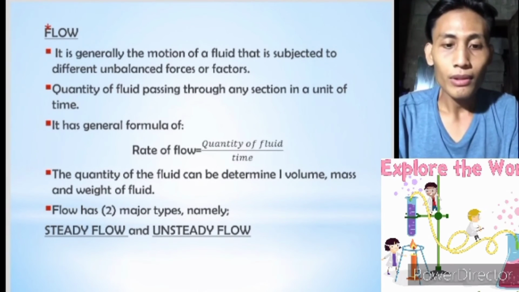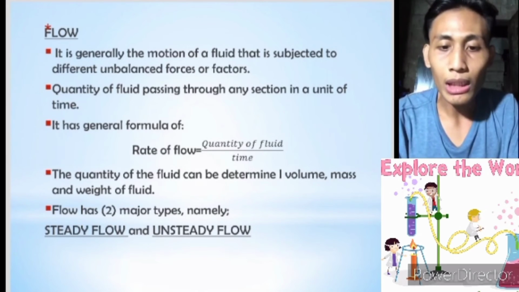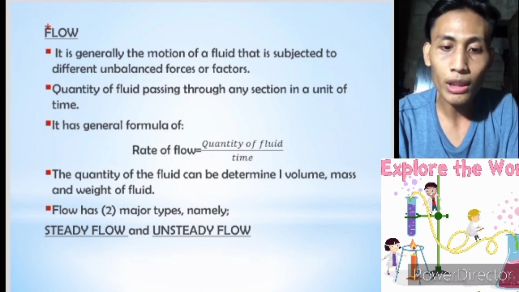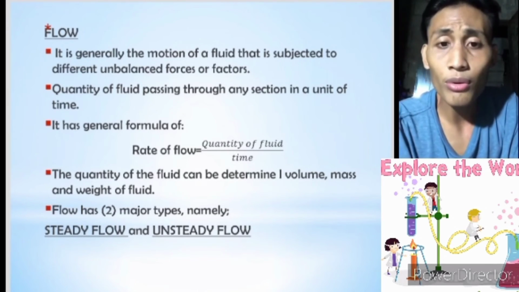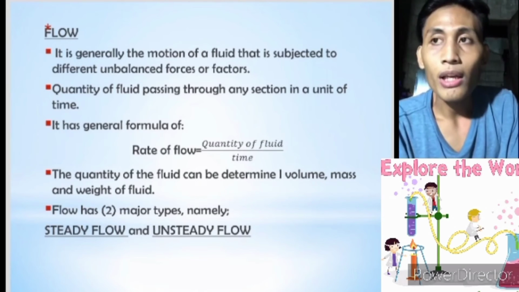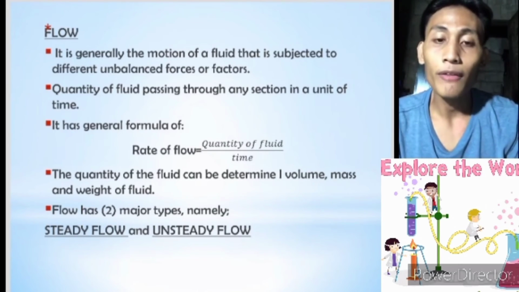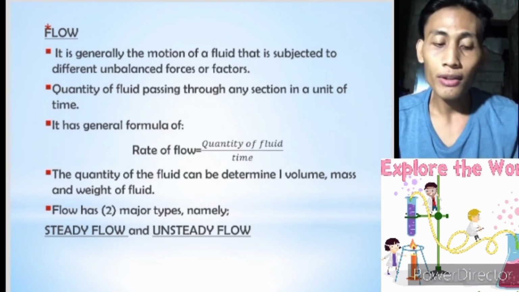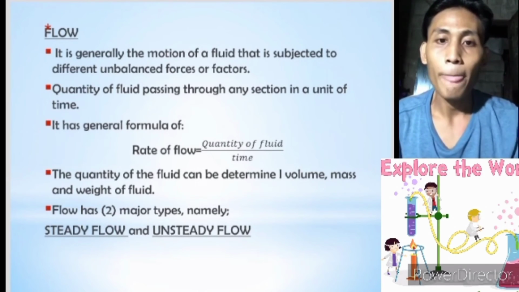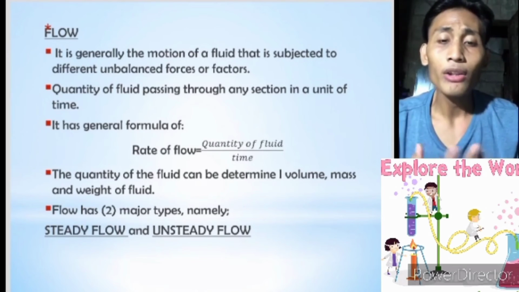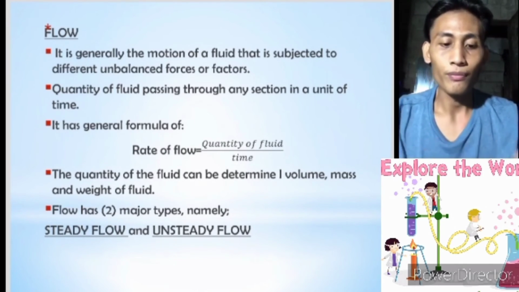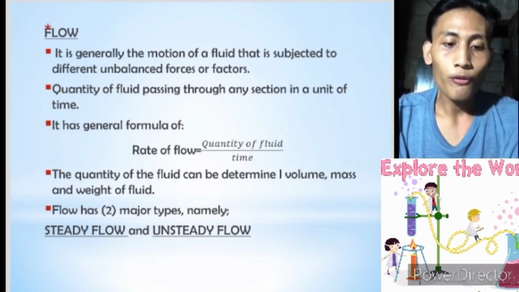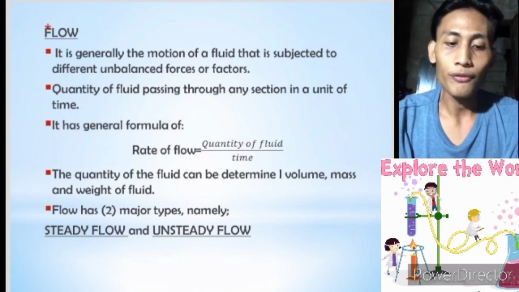Flow. It is generally the motion of a fluid that is subjected to different unbalanced forces or factors. Okay, ang flow po kasi ay sinasabing it refers to how waters behave in motion. At ang flow po ay may iba't ibang factors. Ito po ay discharge, velocity, and cross-sectional area. So, meaning, kapag ang mga ito ay may nagbago, like sa discharge, velocity, or cross-sectional area, magbabago rin po yung status ng flow. And quantity of fluid passing through any section in a unit of time.